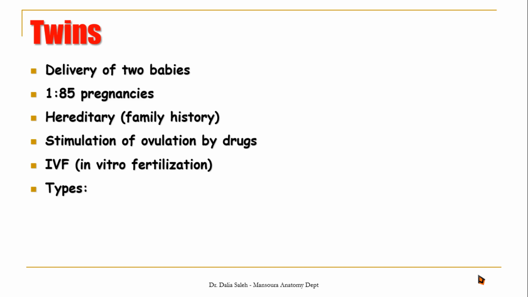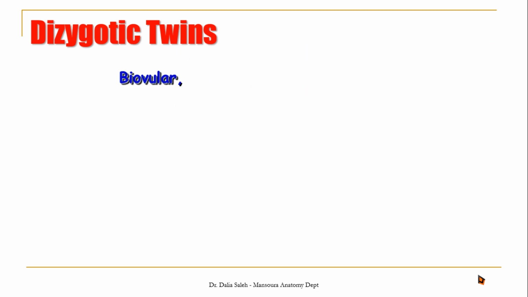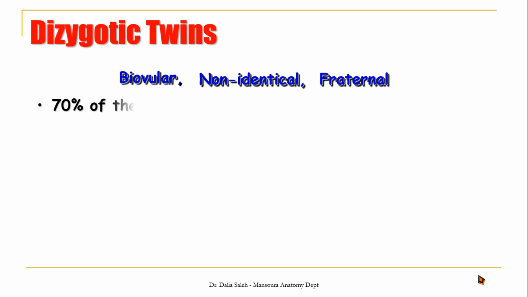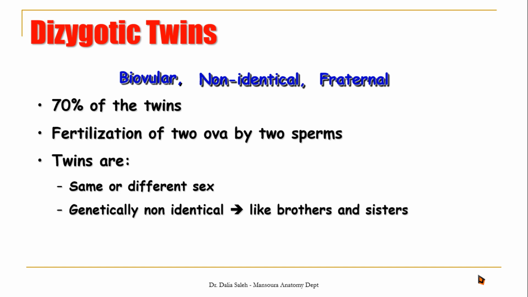There are two types of twins, either dizygotic or monozygotic. The dizygotic twins are also called biovular twins, or non-identical twins, or fraternal twins. About 70% of the twins are dizygotic, and it results from fertilization of two ova by two sperms. The twins are of the same or different sex. Genetically, they are non-identical, like brothers and sisters, and the twins have different fingerprints.